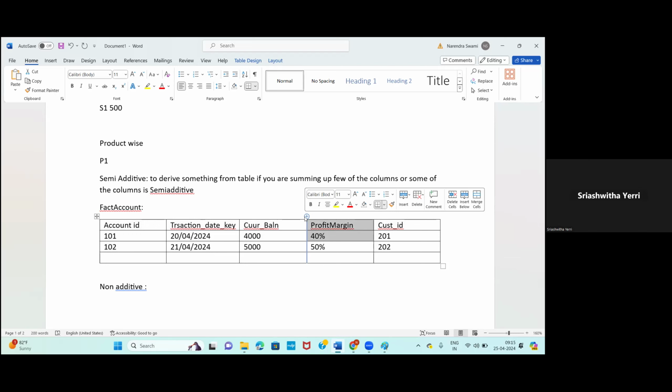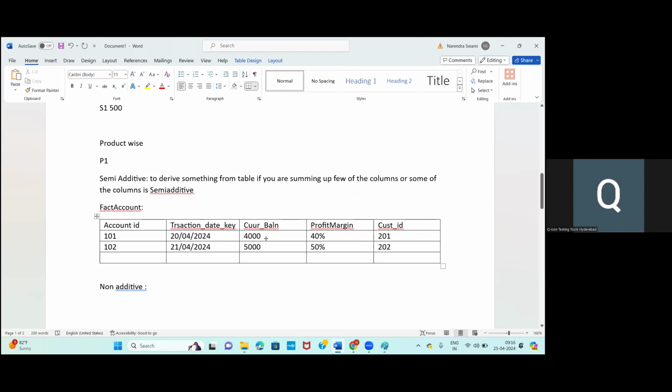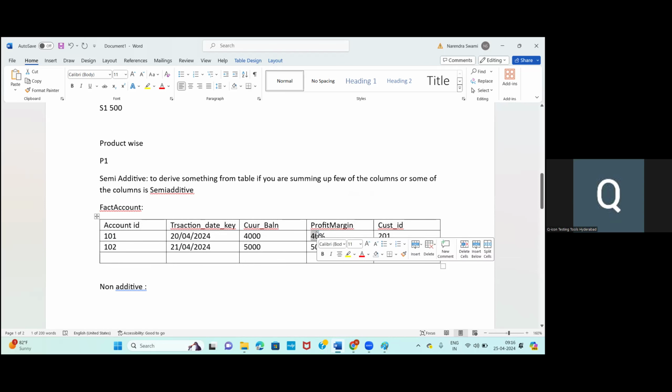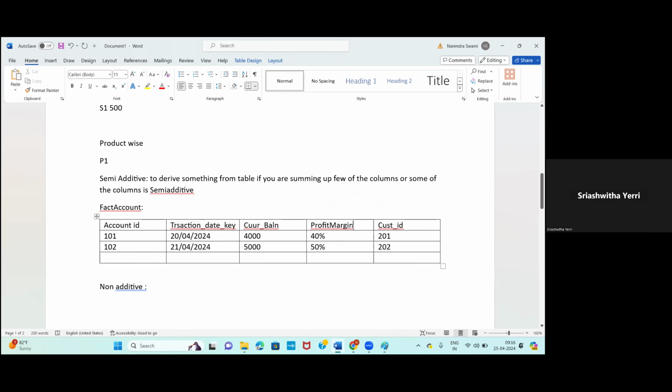In non-additive, we will mention only this column, the profit margin. In the same table, for non-additive, the bank wants to know the profit margin, not about an individual customer who came. So what is the total profit margin across all customers? That is what the bank states. This is the bank's requirement, and that is the customer's requirement, but these are available in the same table. This is semi-additive and non-additive.